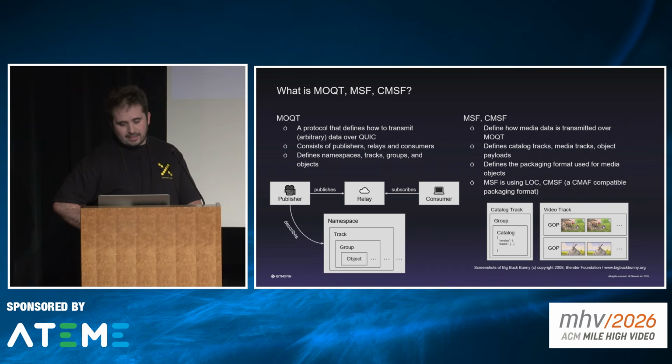As you can see here, we have a set of tracks. The first and most important track that we need to look at from a player standpoint is called a catalog track, and it's really just describing what the other available tracks are. Those are going to be media tracks, audio tracks, video tracks, and could be other types of media tracks as well. From those tracks, we have our groups. In the context of video, the groups being sent as part of MSF are the actual group of objects, and the objects within that group are the individual frames.